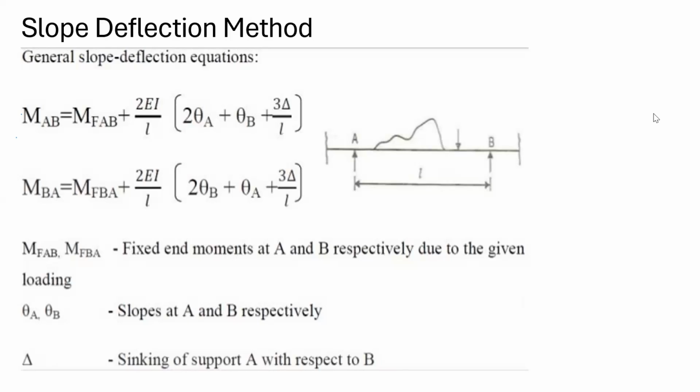Similarly, MBA, if there is a continuous beam, A and B are the two supports, then MBA is equal to 2EI by L, 2 theta B plus theta A minus 3 delta by L, plus MFBA. So MFAB, MFBA are the fixed end moments at A and B respectively. Theta A, theta B are the slopes at A and B, and delta is the sinking of support, either A or B. So we will solve examples using the slope deflection method. This is the most simple method to analyze any kind of indeterminate structure.